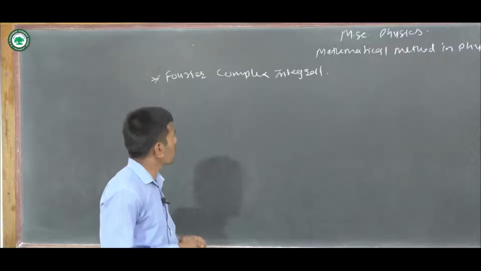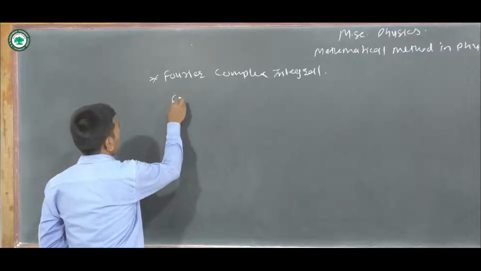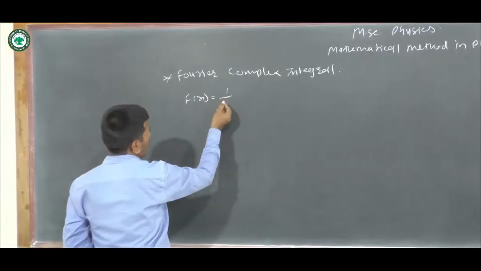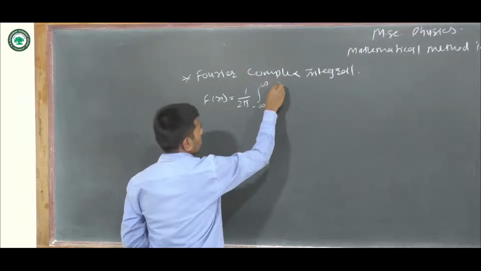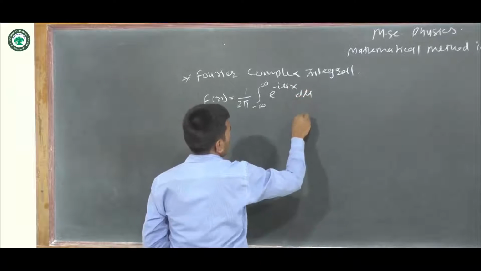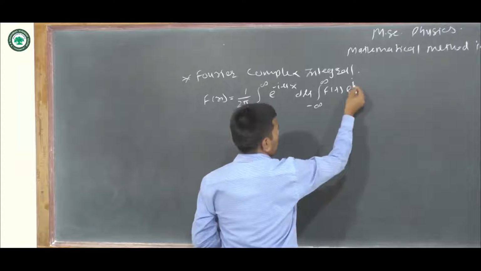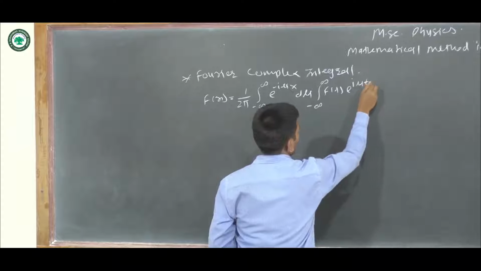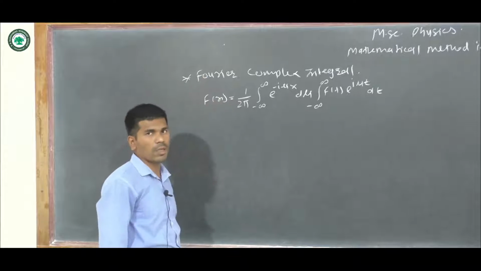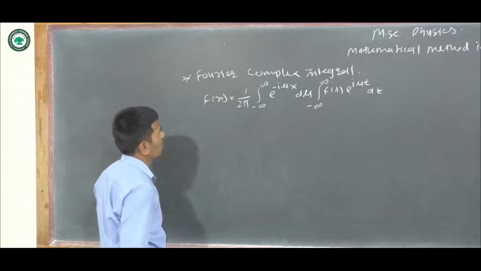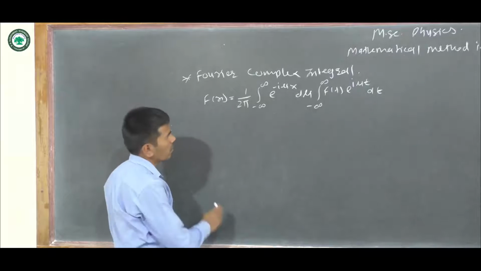In this lecture we are going to discuss the Fourier complex integral and its mathematical expression, that is f(x) = 1/(2π) ∫ from −∞ to +∞ e^(−iux) du, and again ∫ from −∞ to +∞ f(t) e^(iut) dt. Okay, so this is the mathematical expression of the Fourier complex integral. We are going to prove this statement by using the Fourier integral formula.